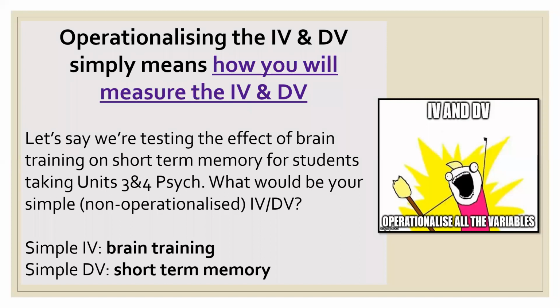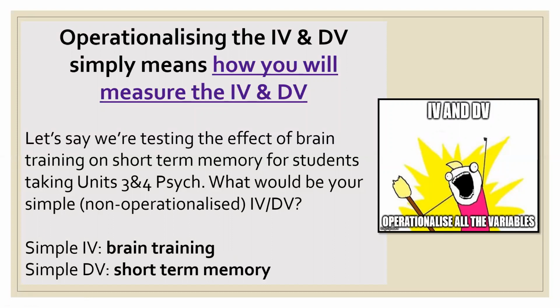If you're testing the effect of brain training, which is doing all those Sudoku and problem-solving puzzles, on short-term memory for psychology students, a simple IV and simple DV could be brain training and short-term memory, because we predict that brain training will lead to improvements in short-term memory. That's the simple IV and DV. You can see there's no numbers attached to them, no amounts, no quantities. It's completely simple and non-operationalized.